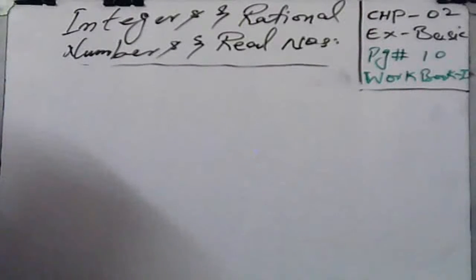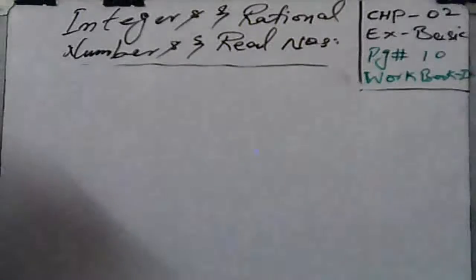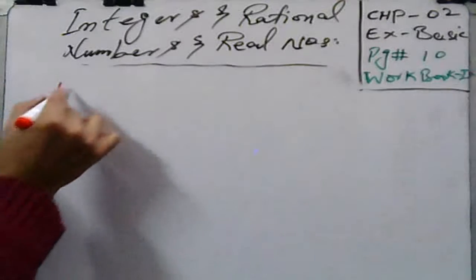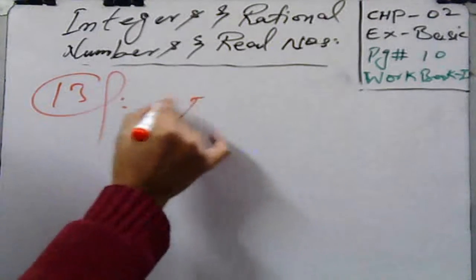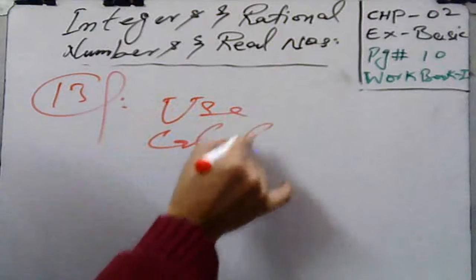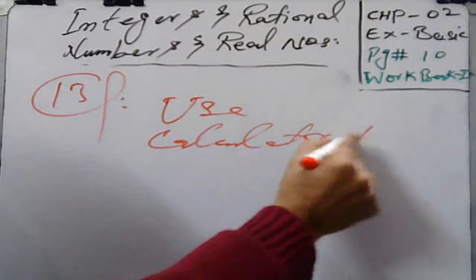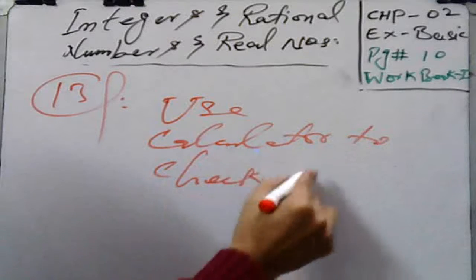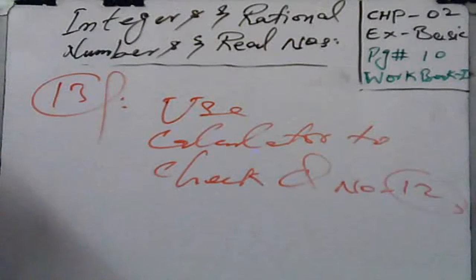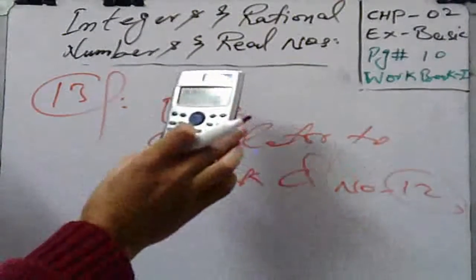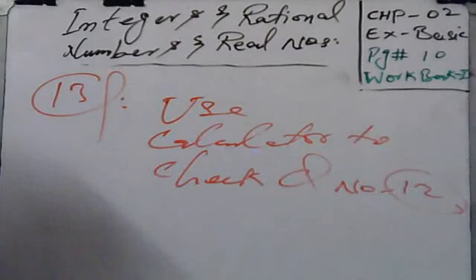Now in question number 13, use calculator to check question number 12. Okay, this is your scientific calculator, and it is simple how to use the brackets and simplify it. Now coming to question number 14.